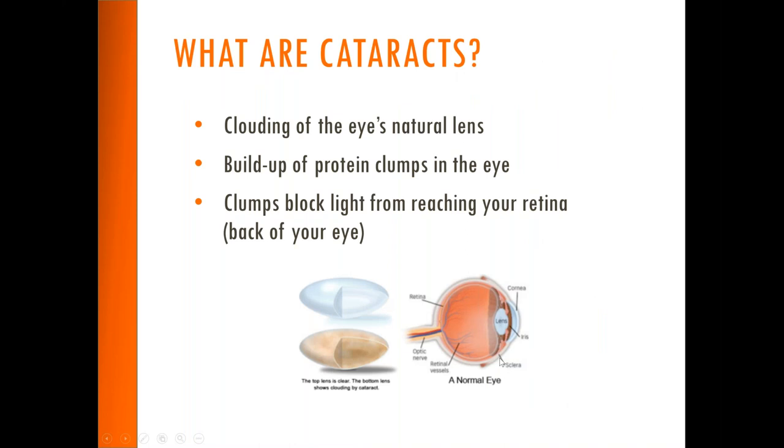Cataracts are the clouding of the eye's natural lens. So the natural lens is located inside your eye, behind your iris, and it is a spectrum of changes that over time the lens will become cloudier with time. It's usually age-related. There are other reasons that cataracts can develop dependent on your health, environmental issues, dietary issues, and so forth. But for the most part, most of us will develop cataracts as we age.